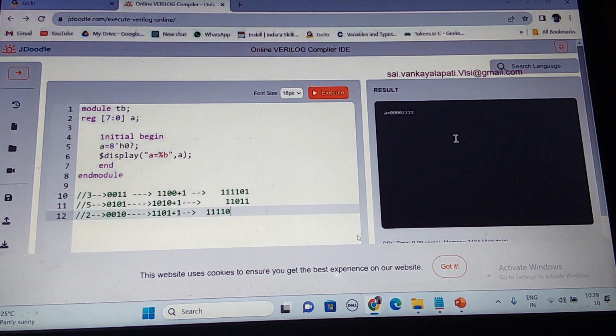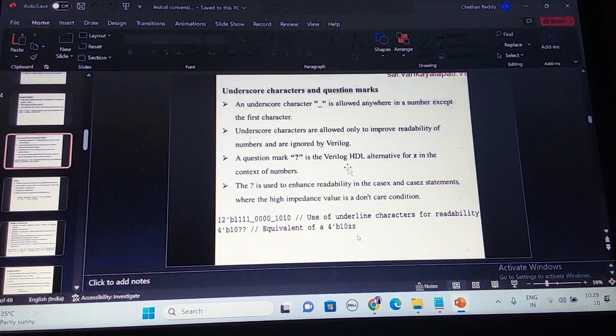4z, 4 zeros. You can understand? So what is the meaning of the underscore and the question mark in Verilog? The underscore allows for readability in Verilog. And if I write a question mark, the question mark is the alternative for the z value. You can understand this? So the question mark is the Verilog HDL alternative for the z in the context of a number. The question mark is used to enhance readability in the cases.